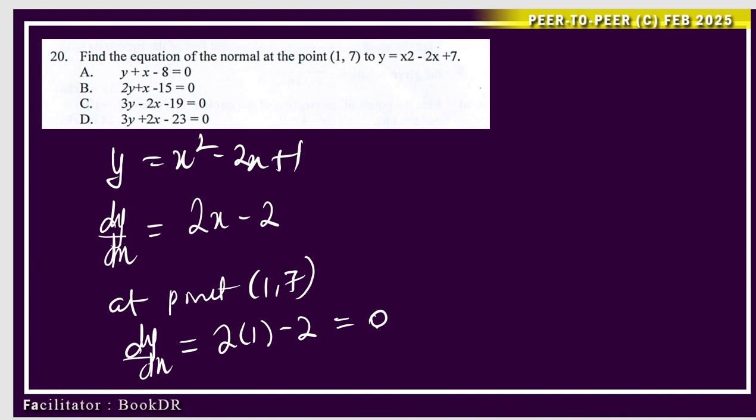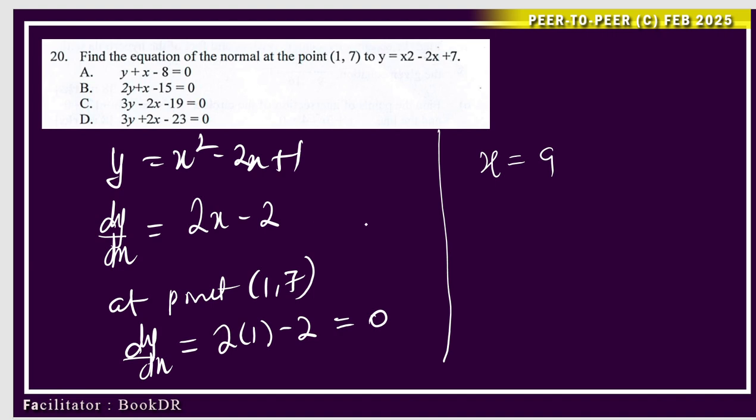If the gradient is 0, that means the line is perpendicular. Sorry, it's parallel to the x-axis. The tangent is parallel to the x-axis. And if the tangent is parallel to the x-axis, this will imply that the normal will be parallel to the y-axis. And any line that is parallel to the y-axis has the equation x is equal to a, where a is constant. And we don't have such.